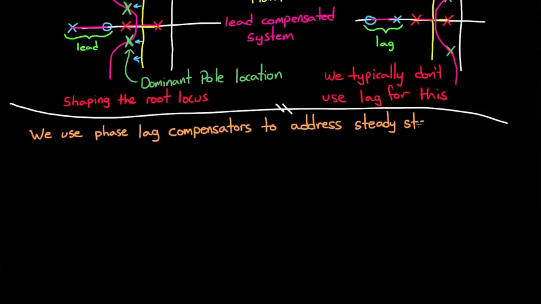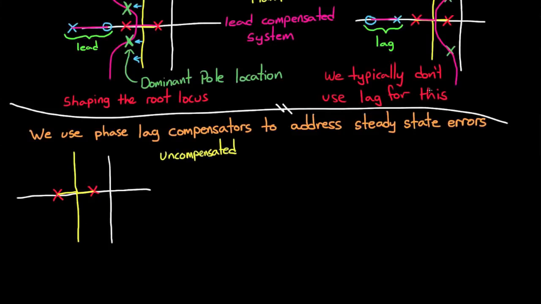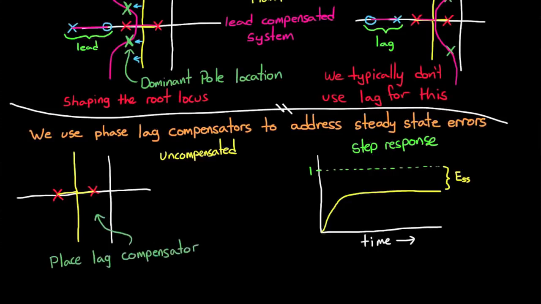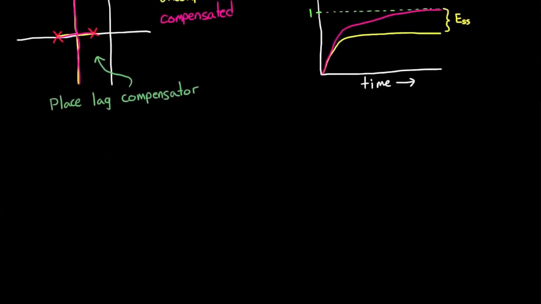For example, maybe you want to look at the error of a unit step input response at time equals infinity. But the trick is to address these steady-state errors without changing the locations of the dominant poles, since they're already where you want them. As a consequence, you don't want to shape the root locus, at least not by very much. So you want to add the lag compensator in such a way that won't affect the shape of the root locus. And I'll explain how to do that.